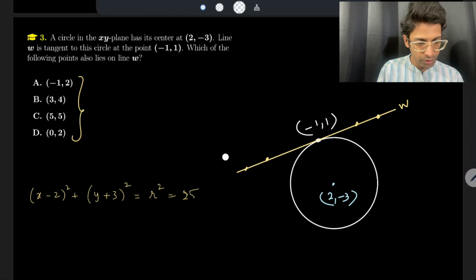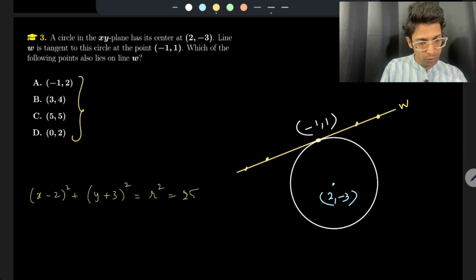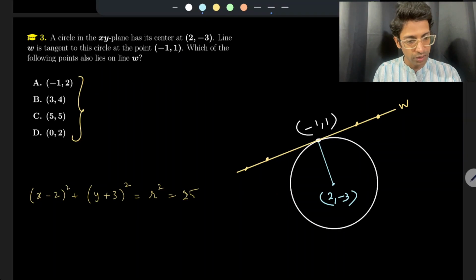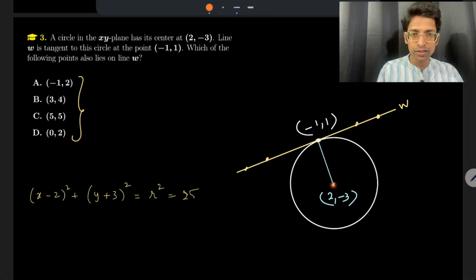So let me erase these points. First thing you need to do is find the slope of this line. Now, there is a theorem which says from the center of the circle, if you draw a radius towards the tangent, this particular angle is a right angle. That is the theorem. So once again, I'll repeat it for you. From the center of the circle, if you draw a radius towards the tangent at the point of contact, this makes an angle which is 90 degrees.